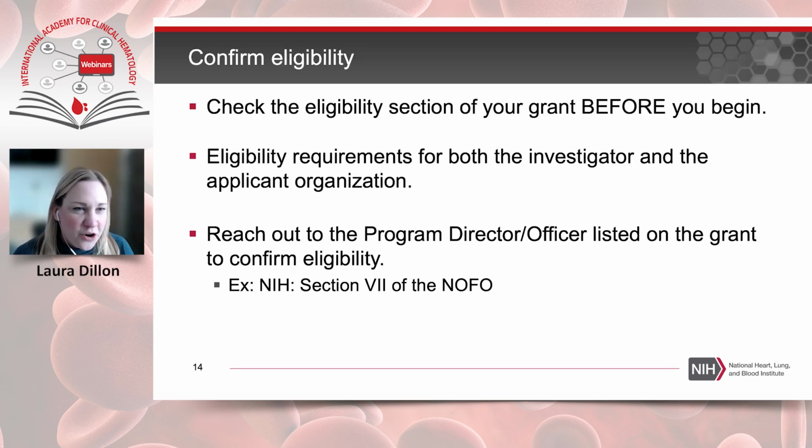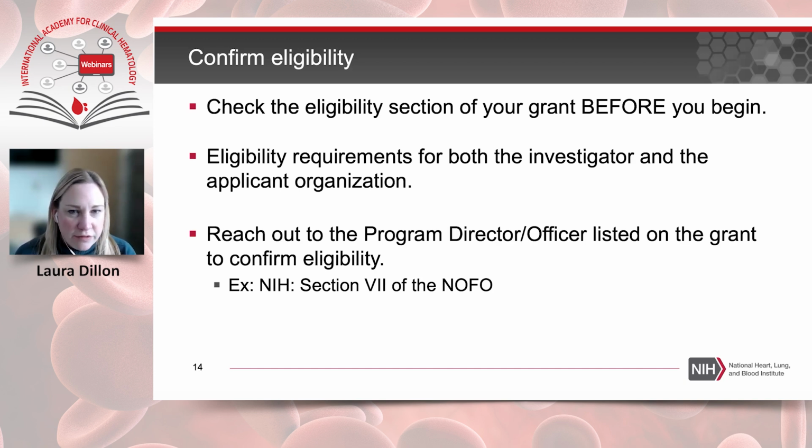Okay, so now that you've done all of that research, it's time to actually write the grant. The first thing you want to do before you do anything is check the eligibility section of your grant. The last thing you want to do is spend a lot of time applying for a grant and then learn that you don't actually meet the eligibility requirements. It's important to remember that there are eligibility requirements for both the investigator and the applicant organization.